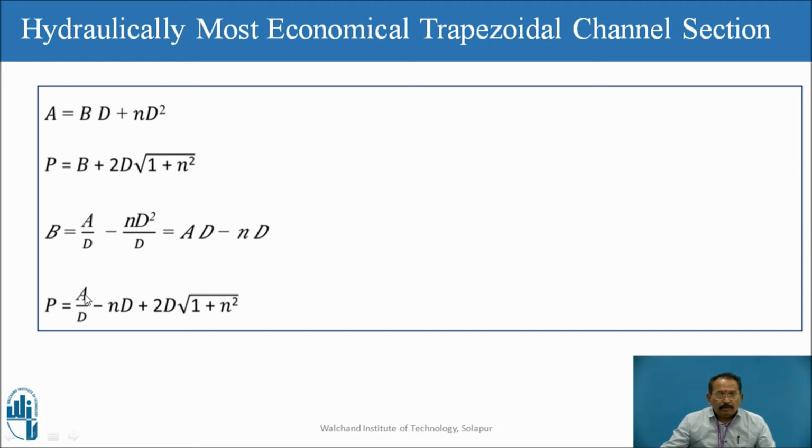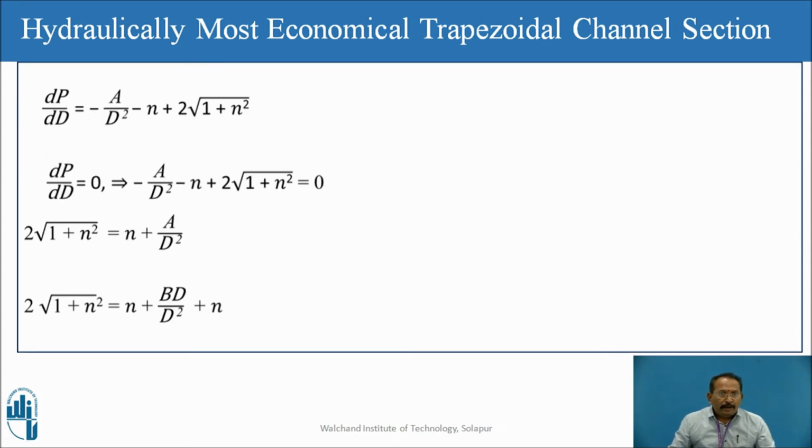Area and perimeter. P is equal to A upon D minus ND plus 2D under root 1 plus N square. By solving step by step, putting these values, the next step is dP by dD equal to 0. If we derive it, we will get 2 under root 1 plus N square is equal to N plus 1 upon A upon D square.